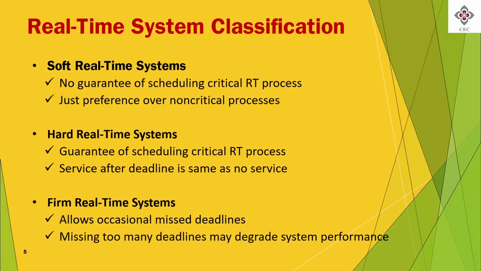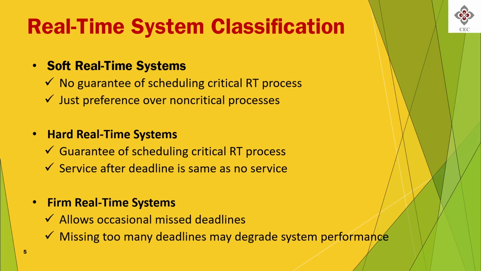Basically, we classify real-time systems as soft real-time, hard real-time and firm real-time systems. As the name says, a soft real-time system has no guarantee of scheduling critical real-time processes. It can schedule at its own time interval; it gives only one assurance, that it gives preference over non-critical processes. Even if you do not meet the deadline, it is still okay in some applications which will accept this.